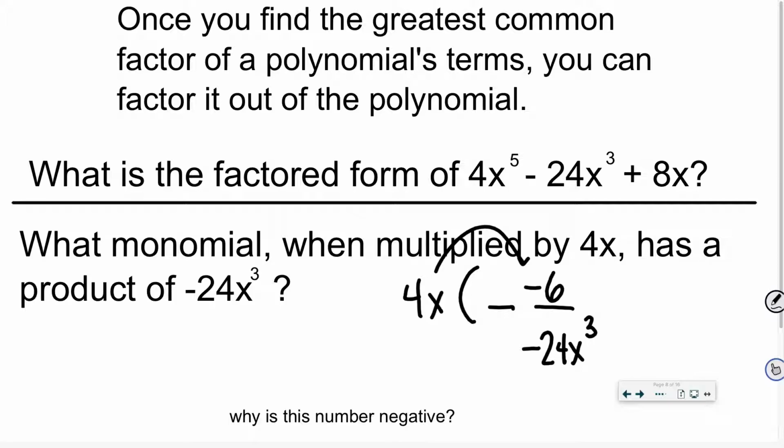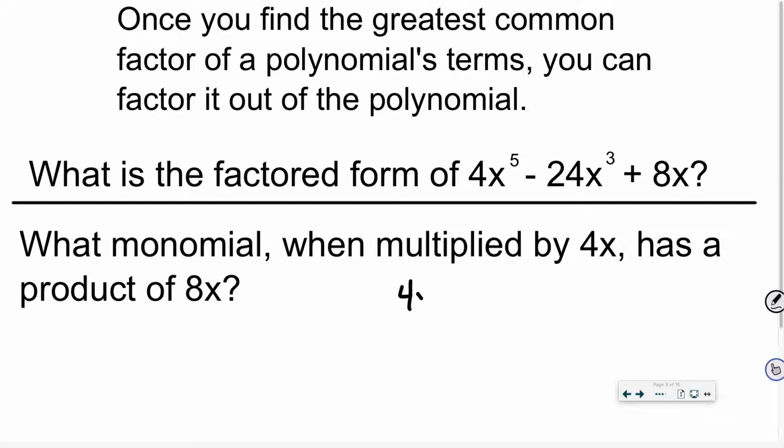Why does the number inside have to be negative? I know that my greatest common factor is positive, but I know that the term I'm trying to find is negative 24x. The only thing I can multiply a positive by to get a negative is a negative value. And then, what would I multiply 4x by to get 8x? A 2. Either approach is okay. For those of you that are a little bit more visual, the breakout is going to show you what it is.